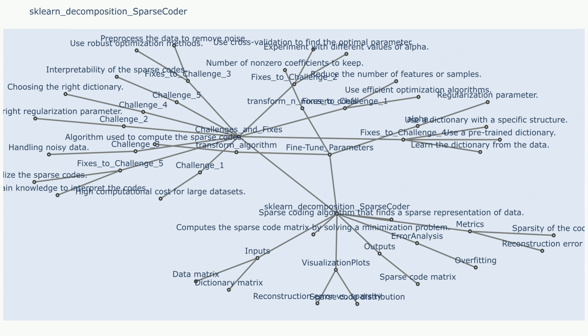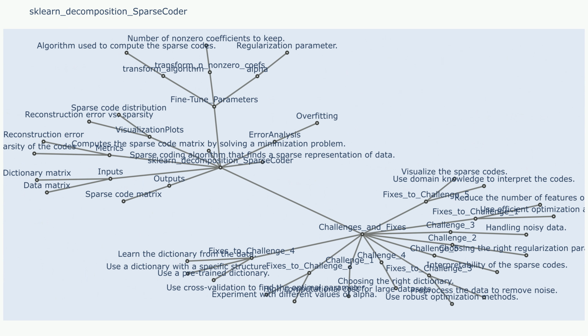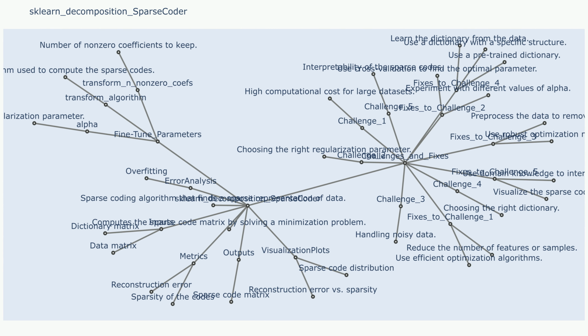Fine-tune parameters. n_nonzero_coefs, the maximum number of non-zero coefficients in each sparse code. transform_n_nonzero_coefs, the maximum number of non-zero coefficients in the transformed data. transform_alpha, the regularization parameter for the transform step. positive_code, whether to enforce positive coefficients in the sparse code. Uncertainty methods. Bayesian sparse coding incorporates prior distributions over the sparse codes and dictionary atoms to estimate uncertainty.